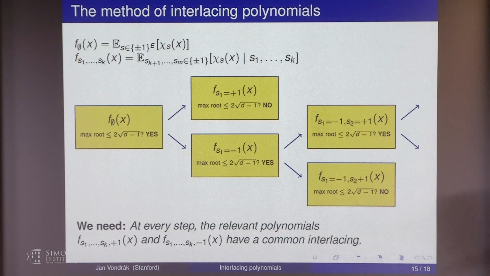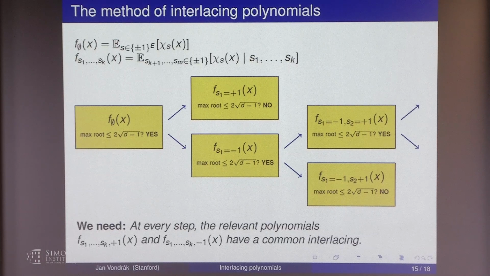And what is important, when does this work? It works if at every step the two relevant polynomials have a common interlacing. But we still haven't proved that part, right? We don't know that. So if it's true that at every step we have two polynomials which have a common interlacing, then we can invoke the argument about the maximum root, and we can argue that one of them must have a bounded maximum root. Does that sound good?